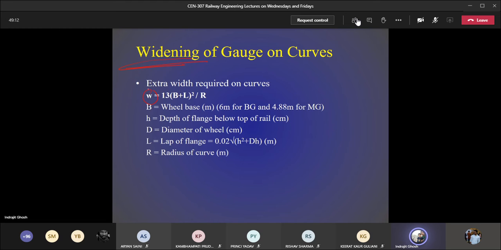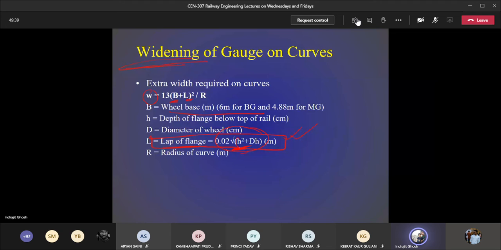So extra widening, this is B, which is wheelbase, this is L. There is a special thing called lap of the flange. I don't know what is meant by lap of the flange. I tried to find out how I can see it visually. Last year also I told you to try to see how we can visually see that this is the lap of the flange.